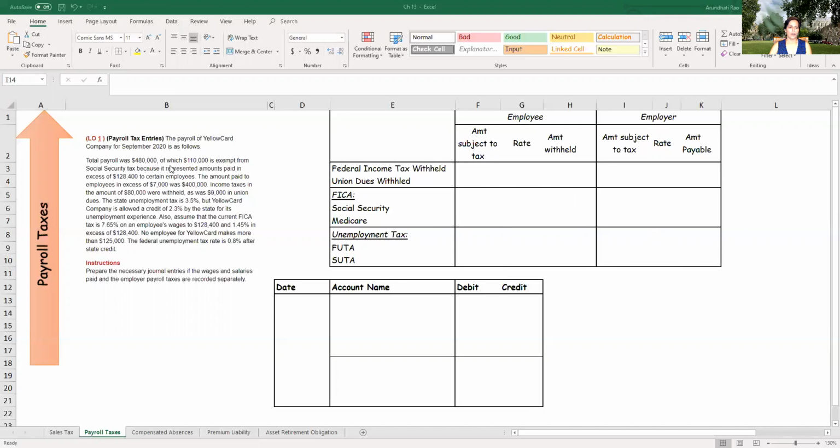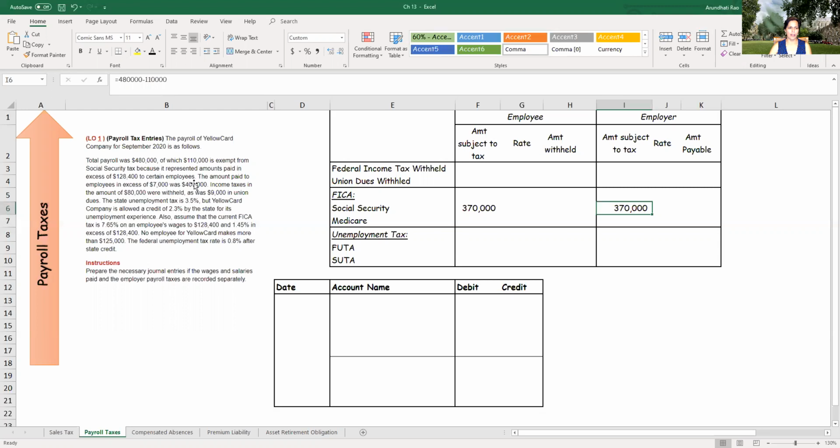Now, of that amount, we are told that 110,000 is exempt from Social Security tax because it represents amounts paid in excess of 128,400 for certain employees. So what I'm concerned with over here right now for this problem is, of the 480,000, if 110 is exempt, 370 is not, which means on 370,000, that amount is subject to a tax. We'll get to the details of what the tax rate is, but now we know what amount is subject to the tax.